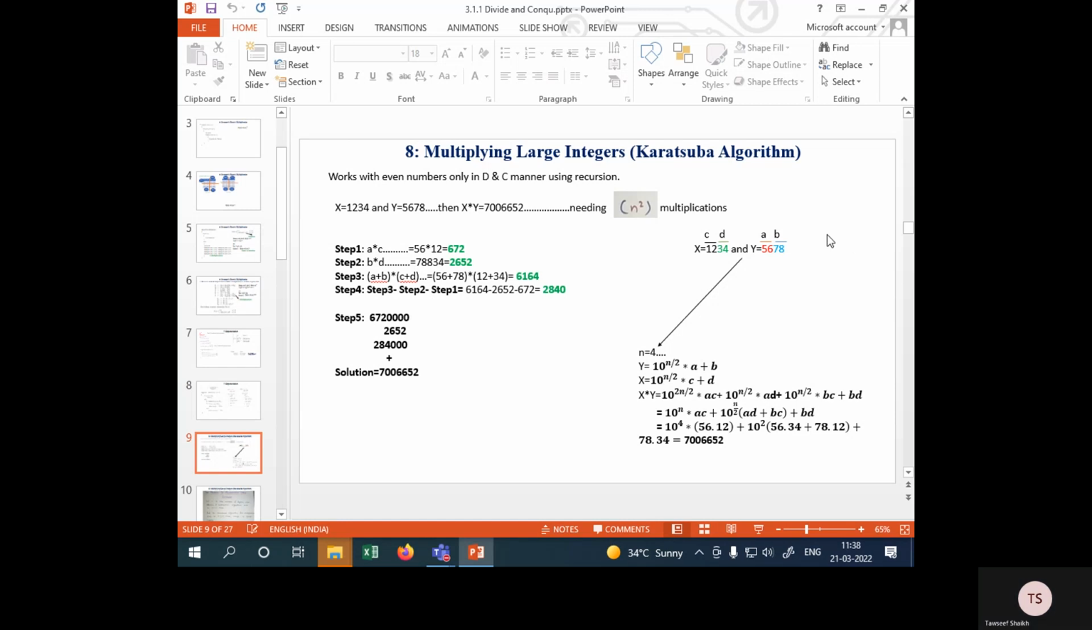So what he said is that initially, if we have two numbers, x is 1234 and y is 5678, and if we find x into y, we will get this value. I have done it, but this is the traditional way of multiplication.